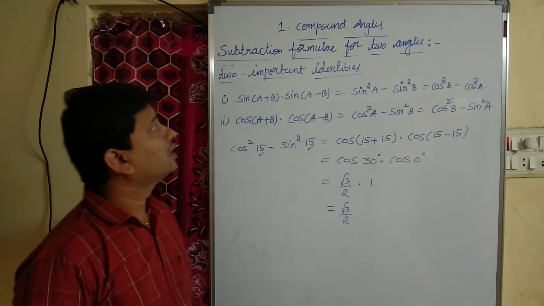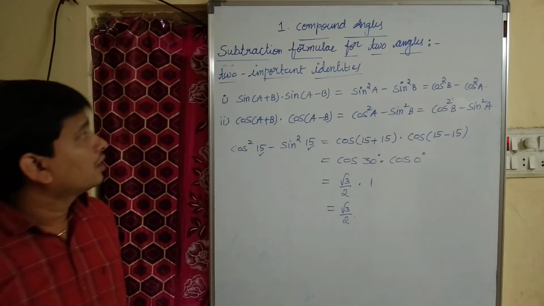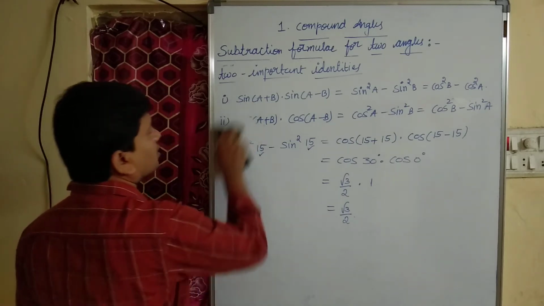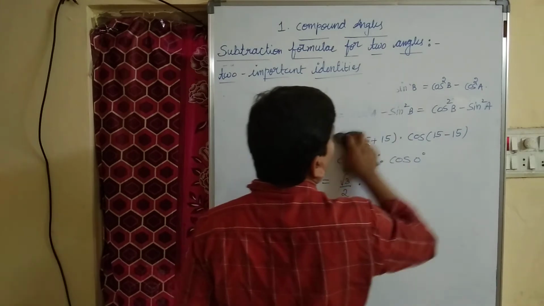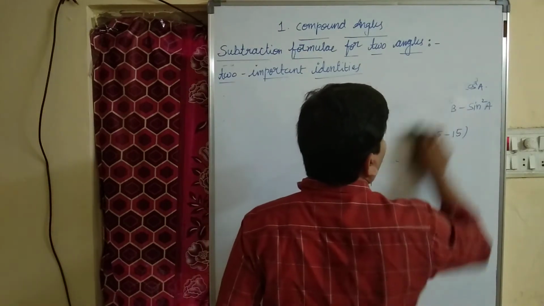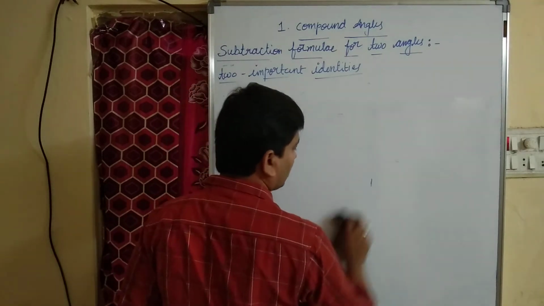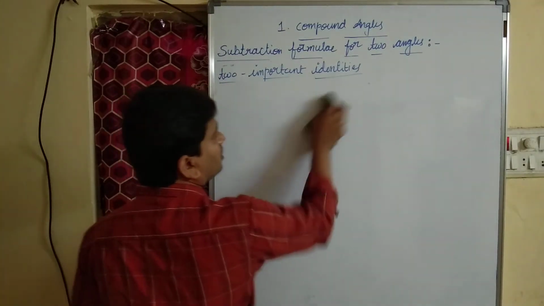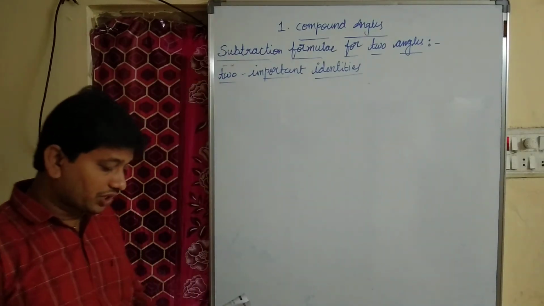So these are the subtraction formula for two angles and two important identities. Also, let us solve a few problems related to compound angles, and they are the most important sums that they will ask in examinations. Right. So let us solve the first question.